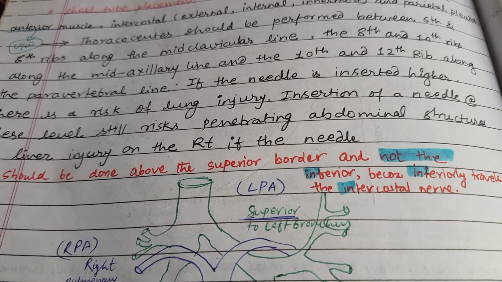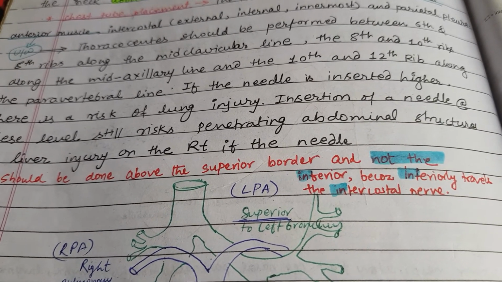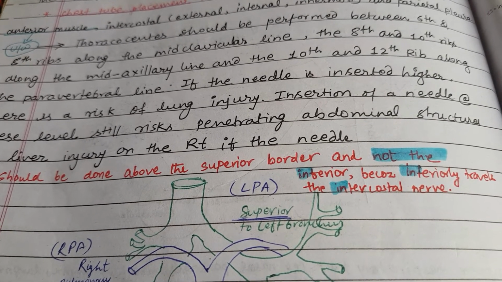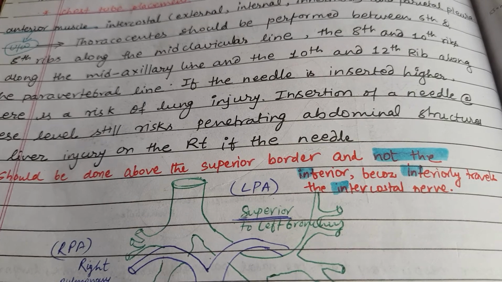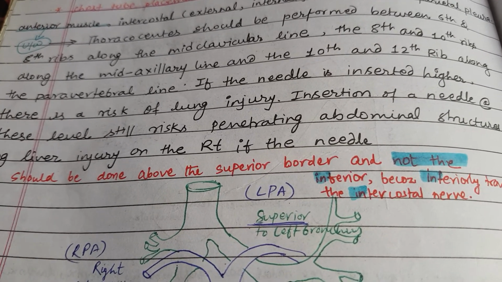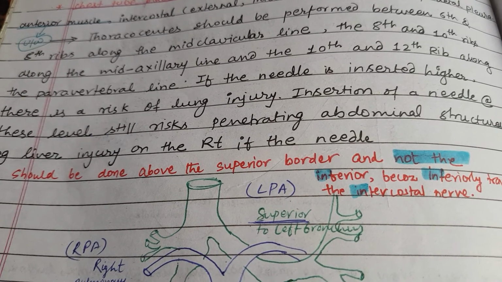Why? Because in the inferior border there is the intercostal nerve. So how to remember? IN for intercostal, IR for inferior. So that is why whenever you do chest tube placement, do it superiorly. Okay, not inferiorly. Very important.